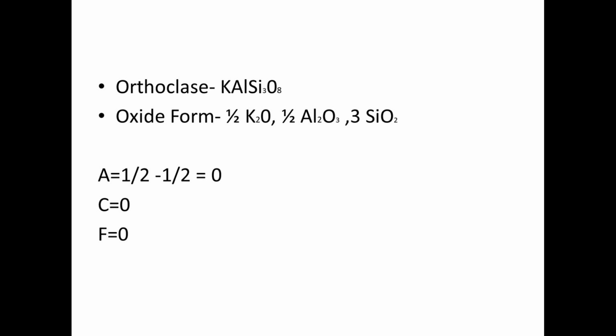Now it has no C value, that is, it has no CaO present, and there is no FeO, MgO or MnO present in it. So the values of A, C and F all become 0. And hence we cannot plot orthoclase in the ACF diagram. Similarly, if you try to plot muscovite in the ACF diagram, then you will find that the value of A becomes greater than 1. So we cannot plot it in the ACF diagram.